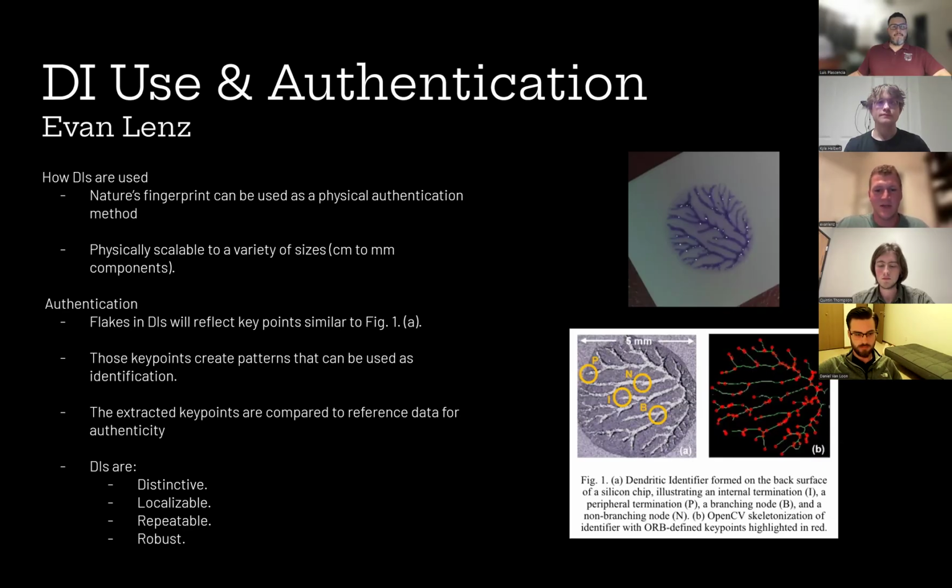For authentication, the flakes and branches inside the DI create a set of key points, distinct spots and junctions in the pattern, like the ones highlighted in the images. When we want to verify an item, we measure its key points and compare them to the stored references. If they match, the item is considered authentic. Overall, DIs are distinctive, localizable, repeatable, and robust, which makes them very promising for anti-counterfeiting and secure identification.